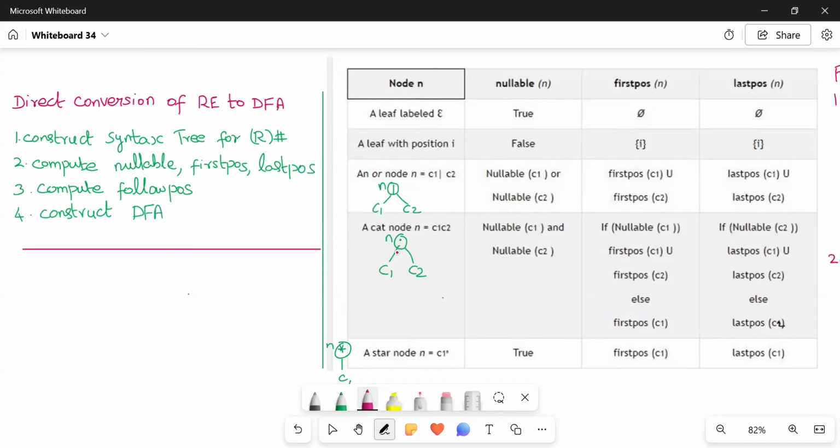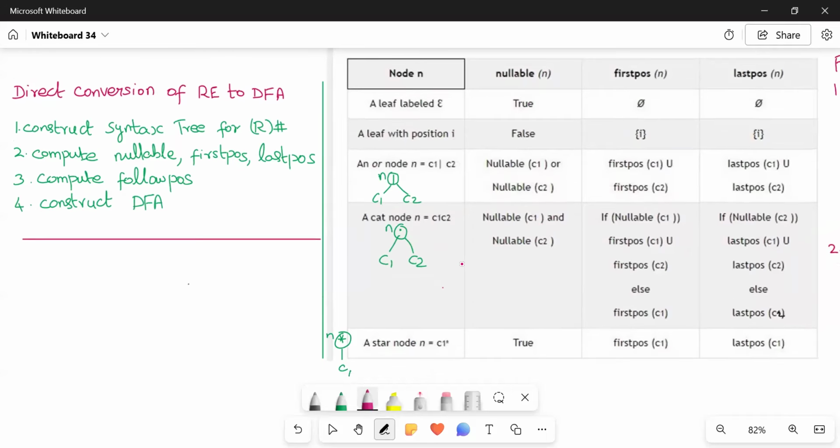Then the cat node, meaning the concatenation node. If n is a cat node with left child C1 and right child C2, then nullable of n is true when both nullable of C1 and nullable of C2 are true. Then the star node. If n is a star node with single child C1, then the star node will always generate epsilon, right? It is 0 or more instances, so it includes epsilon. So the nullable is true.